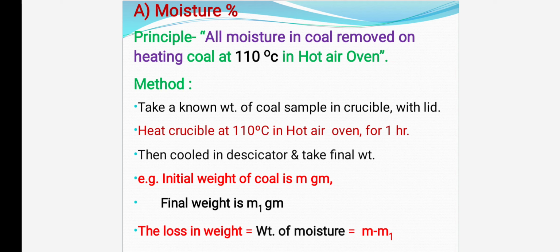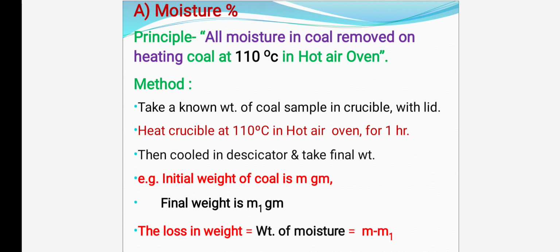Now the method is very simple. Take a known weight of coal sample in a crucible. The coal sample in the crucible is covered with a lid. Now keep that crucible with lid inside the hot air oven for 60 minutes at a temperature of 110 degrees Celsius. After 60 minutes, take it out from the hot air oven and cool it in a desiccator.